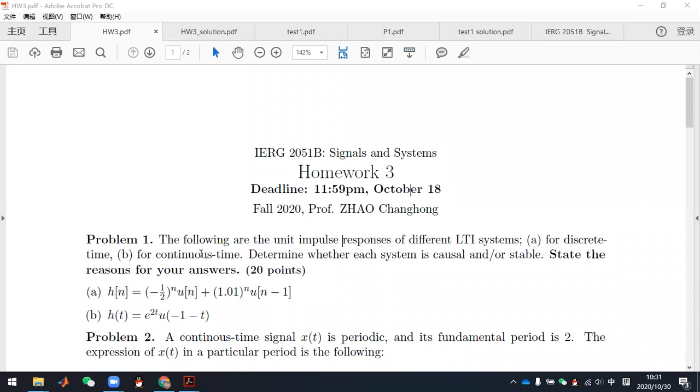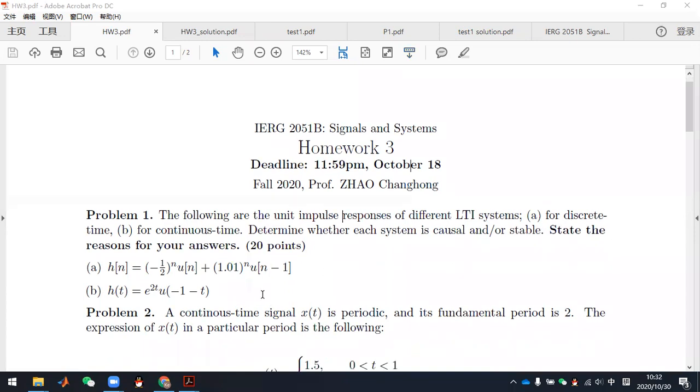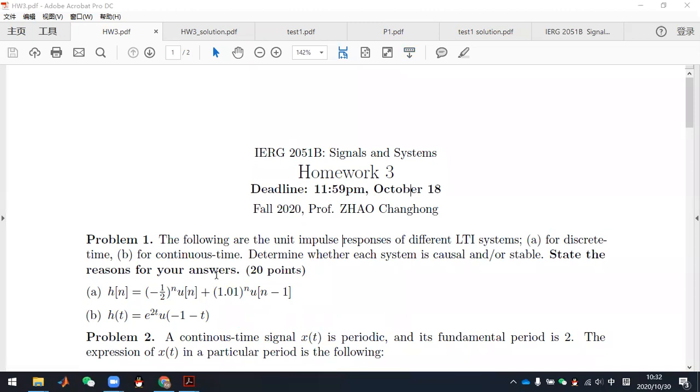Okay, let's look at problem one. The following are the unit impulse responses of different LTI systems, A for discrete time and B for continuous time, and determine whether each system is causal and stable. So the first one is the discrete time unit impulse response, h of n, the sum of two terms. The first term is minus 1/2 to the power of n times u of n, and the second term is 1.01 to the power of n times u of n minus 1.